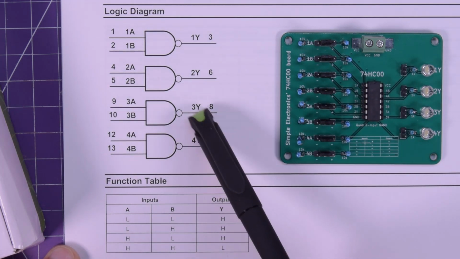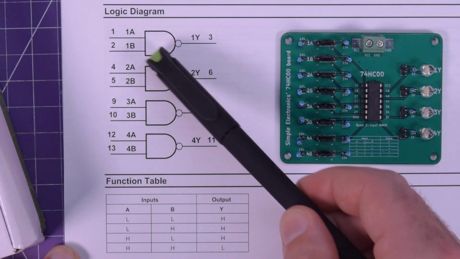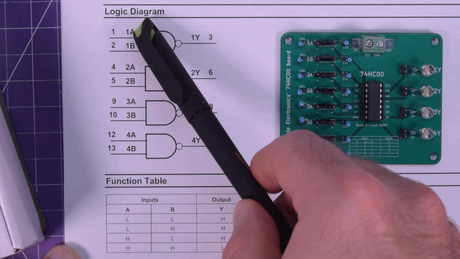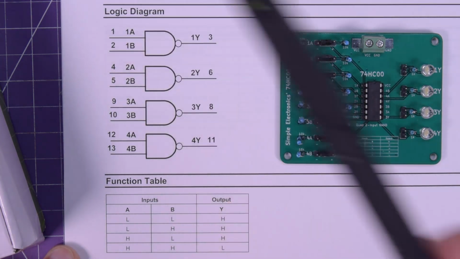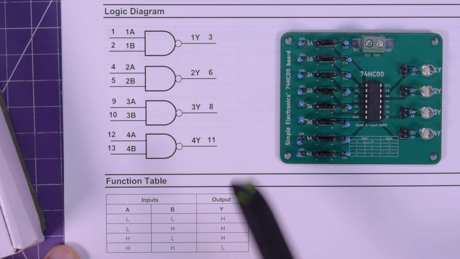And again, if you checked out my video on the AND gates, linked in the description, you'll see that that's basically the opposite of an AND gate. So an AND gate, when the two inputs are high, you'll get out a high, but this one, when the two inputs are high, you'll get out a low.